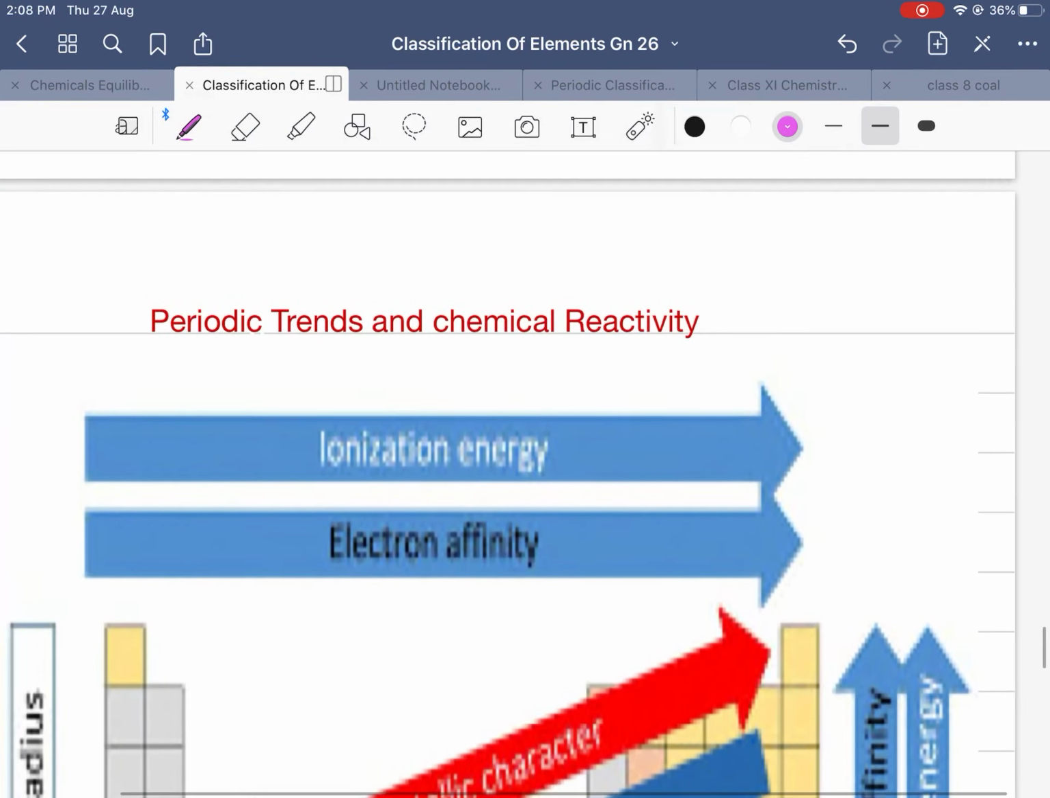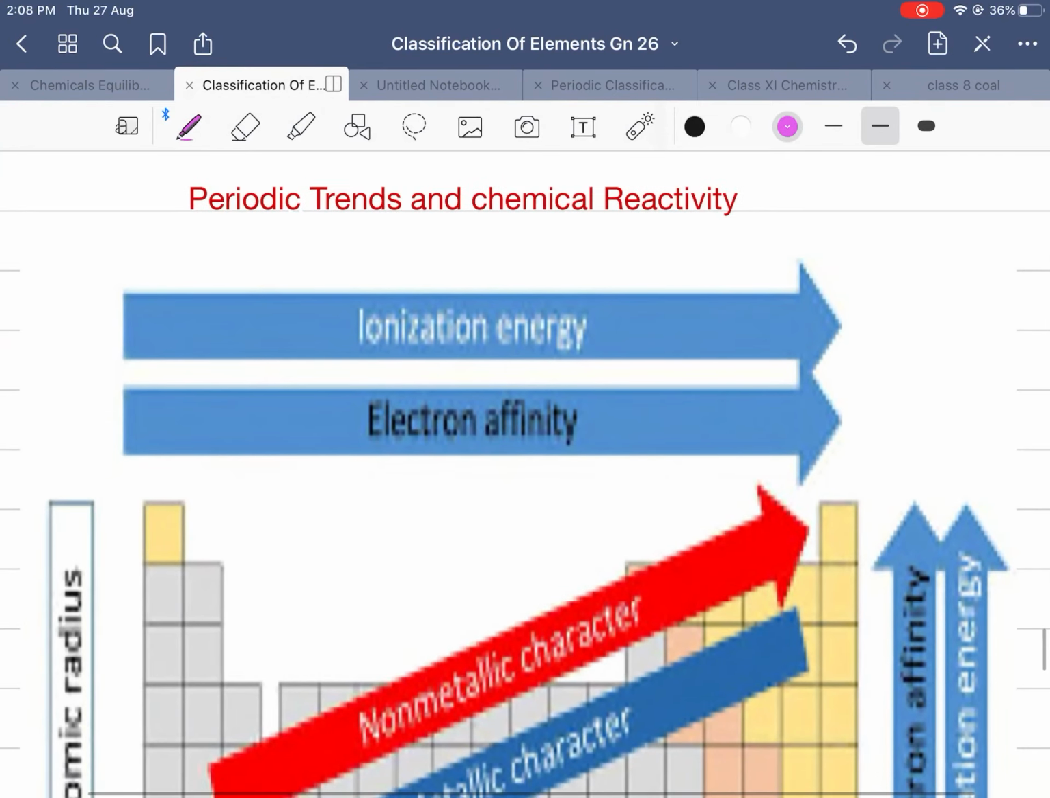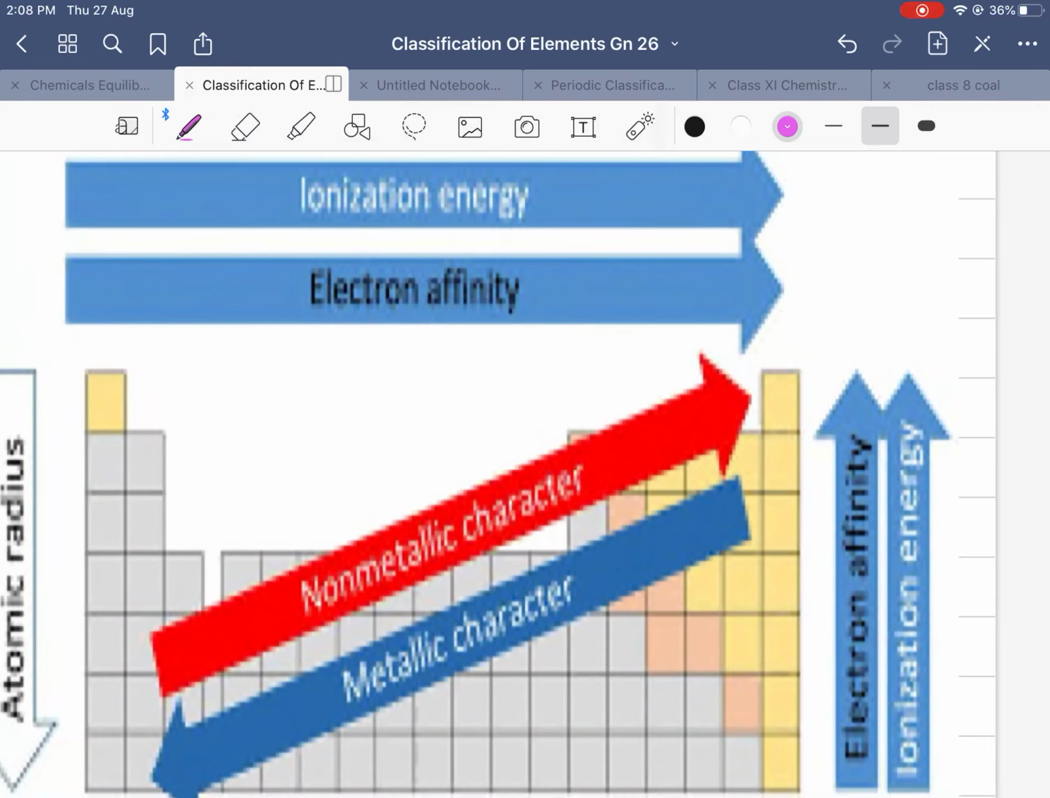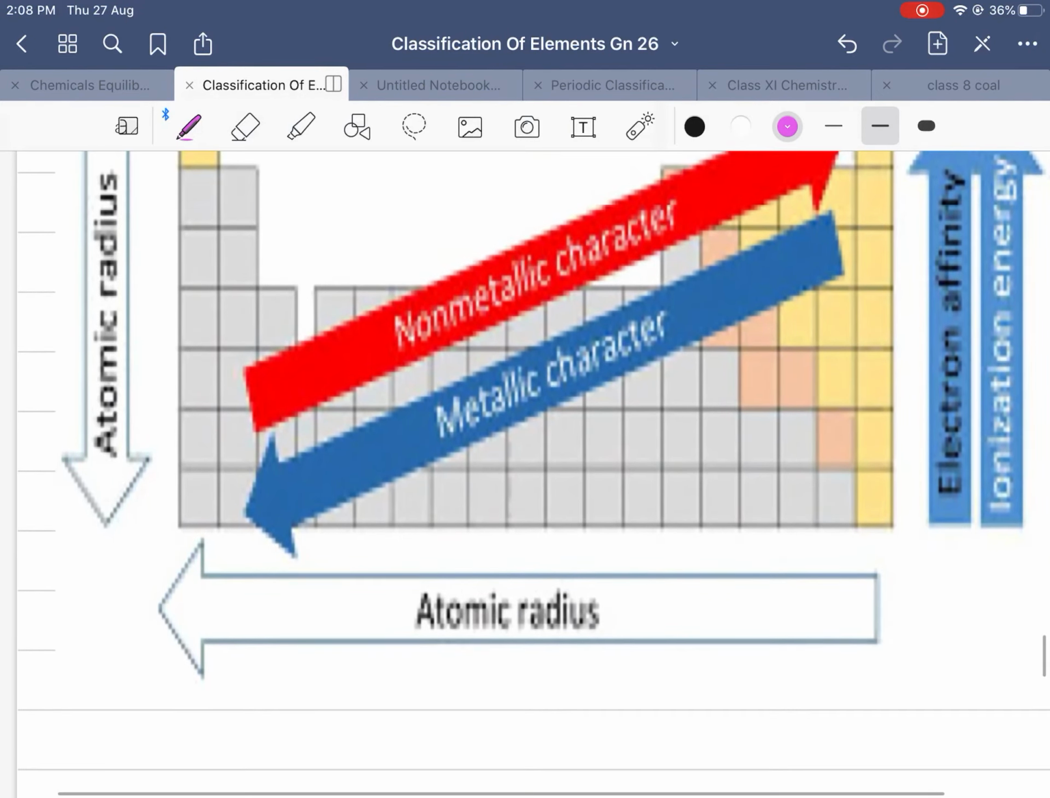And now the periodic trends and chemical reactivity. What do you observe here? While moving from left to right, ionization energy increases. Electron gain enthalpy also increases. And from top to bottom, atomic radius increases, and reactivity increases when we move from top to bottom.